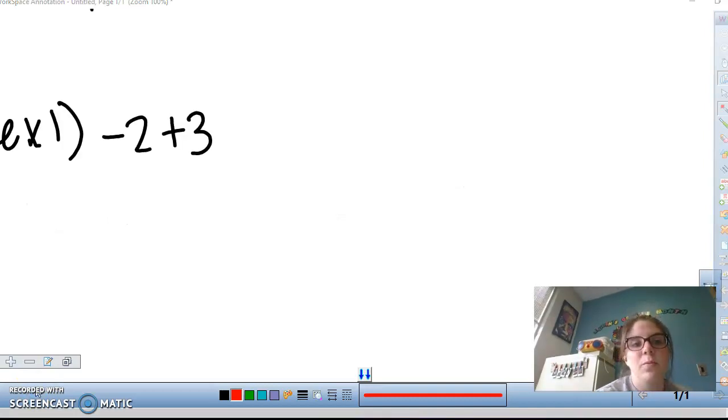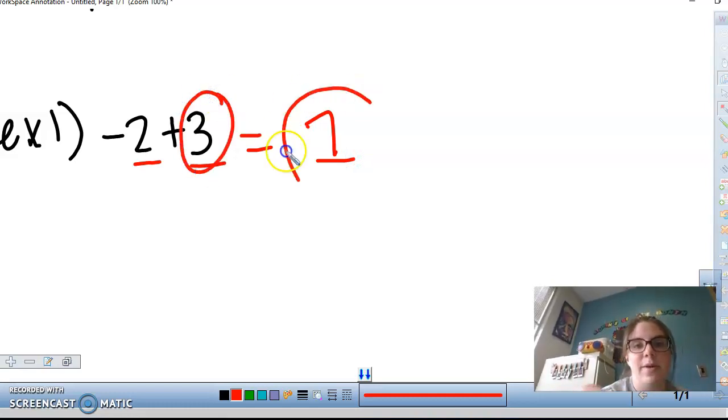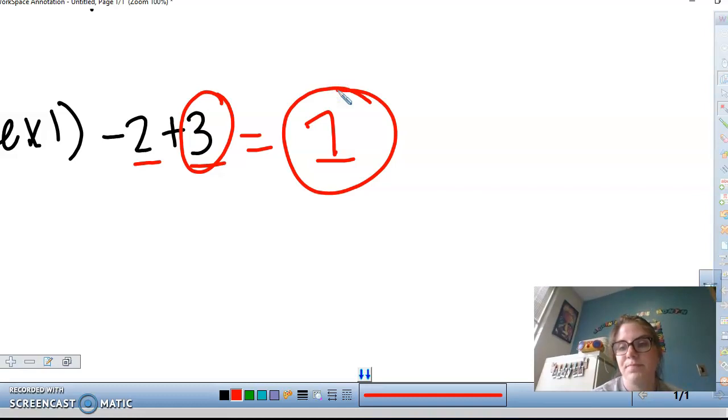Looking at example 1, we have -2 plus 3. So I know those are not the same signs, they're different signs because one's negative and one's positive. So when they're different signs, I'm going to subtract. So if I do 3 minus 2, I'm going to get 1. And then I'm going to keep the sign of the bigger number. So my bigger number is 3, so I know it's going to be a positive 1.